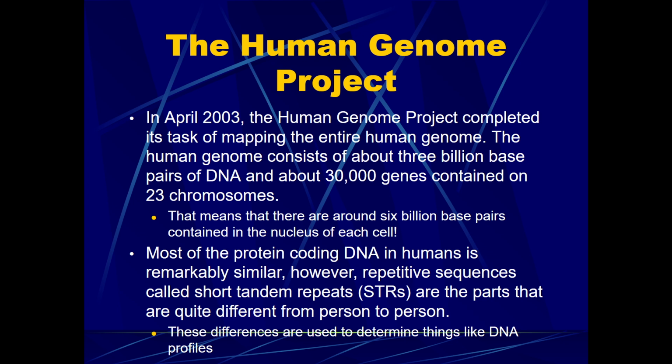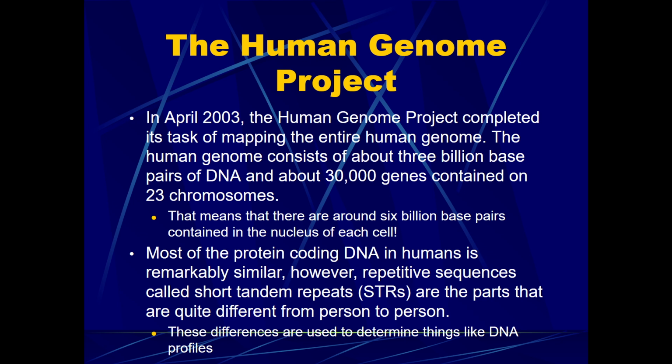In April 2003, the Human Genome Project was completed, and its task of mapping the entire human genome was extensive. It actually was predicted this would take much longer than it did, but the human genome consists of about 3 billion base pairs of DNA and about 30,000 genes contained on 23 chromosomes. That means there's about 6 billion base pairs contained in the nucleus of each cell.